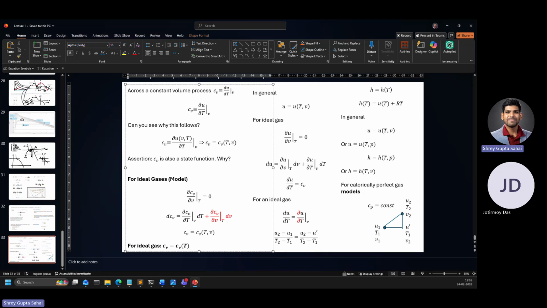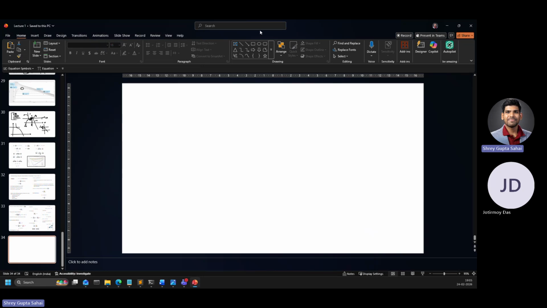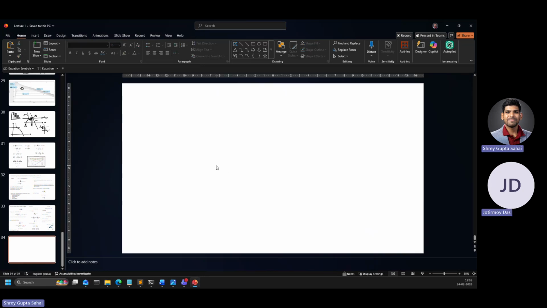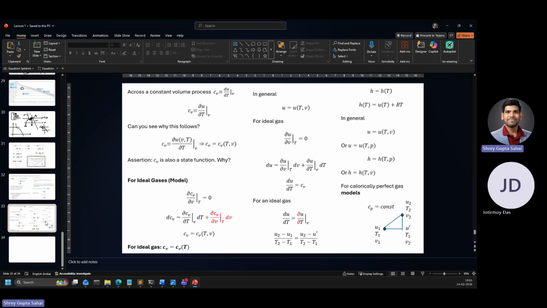See, no gas is an ideal gas, to be honest. Ideal gas, what do you mean? When will you get a perfectly ideal gas? When in the limit P tends to 0 and T tends to infinity. But do you have any gas at 0 pressure and infinite temperature? No. Any gas will behave almost ideal, but it will have small deviations. So even an ideal gas is a model.